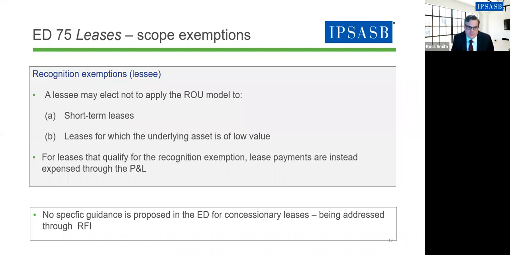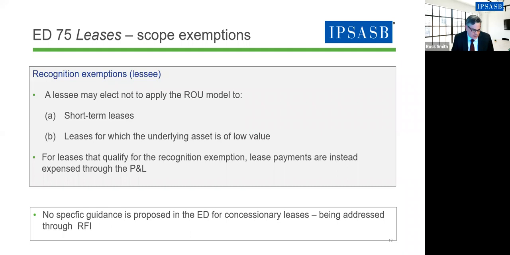So a couple of important points that I did want to highlight that ED 65 brings in that are, again, consistent with what's required in IFRS 16. And that's a couple of practical elections that the ED is proposing, which allows the lessee to not apply the right of use model when it's dealing with short-term leases, which essentially are leases that are less than 12 months in term, as well as leases where the underlying asset is of low value.